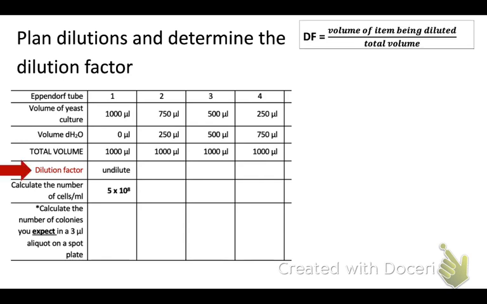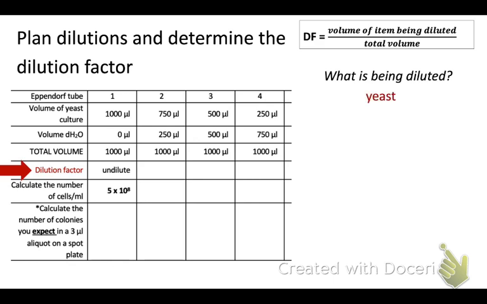And the first thing that we want to calculate is the dilution factor. Notice that we're going to work right now in column 2, and that's Eppendorf number 2. We have predetermined that we want 750 microliters of yeast, the culture that was shown in the previous slide, and 250 microliters of water. We add to that, and our total volume is 1,000. Now, if you look up here, the definition of dilution factor is the volume of the item being diluted over the total volume. So let's ask a couple of questions.